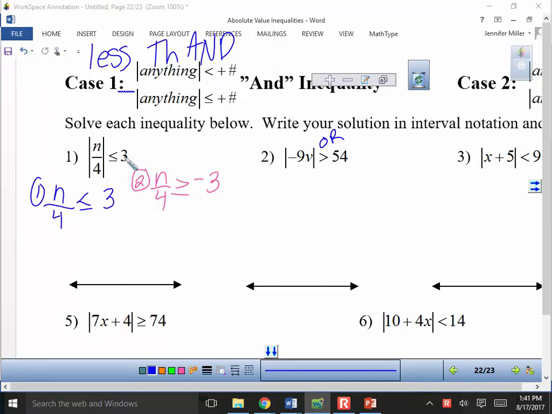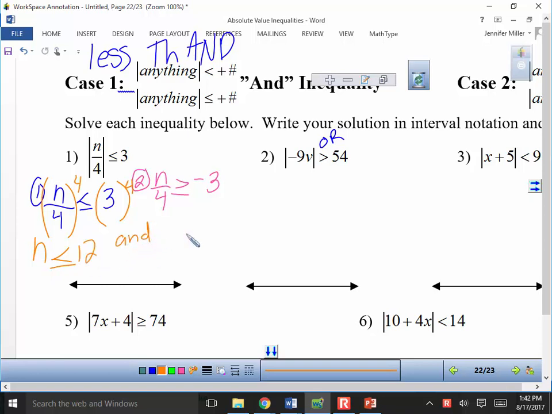So we just broke these up into two inequalities. Since this is a less than, it's an and inequality, which means we're going to shade in the middle. Now we're just going to solve these two. Multiply both sides by 4. And that gives us n is less than or equal to 12.